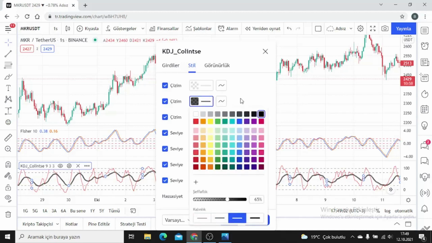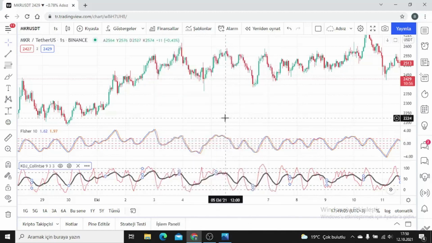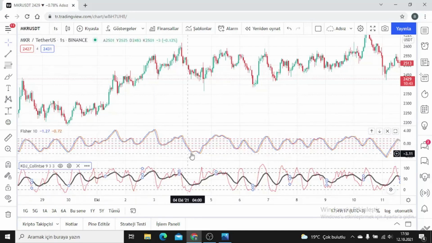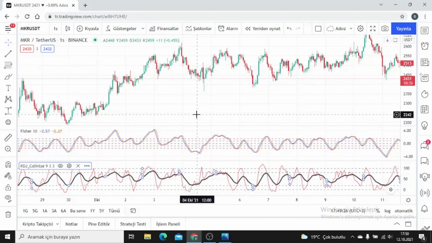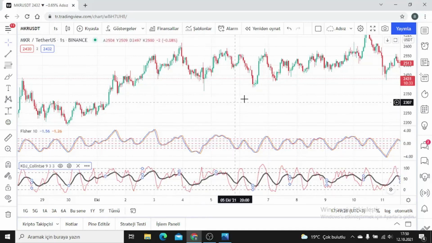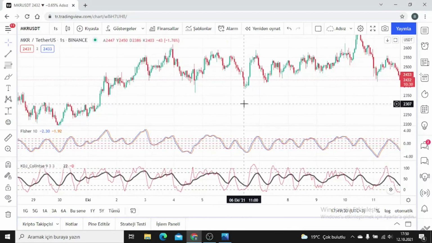I did not explain the Fisher transform indicator and the KDJ indicator in the technical analysis training series. But let me show you how it creates a buy condition. In the Fisher indicator, a buy condition is created when the blue line crosses upwards with the orange line. In the KDJ indicator, on the other hand, when the red line crosses the black line upwards, it creates a buy condition.